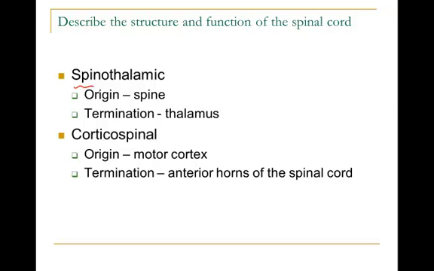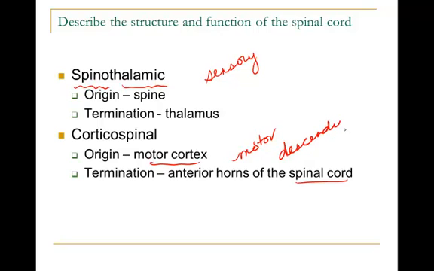So this begins in the spine and ends in the thalamus. So we know that it has to be sensory because it starts in the spine and goes upward. Corticospinal starts in the motor cortex and ends in the cord, so we know that it needs to be motor, or descending. So that's how we look. Now there's lots of tracts. Again, we're just looking at this concept.